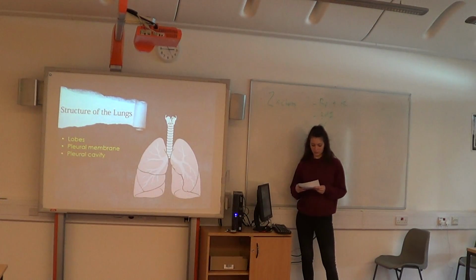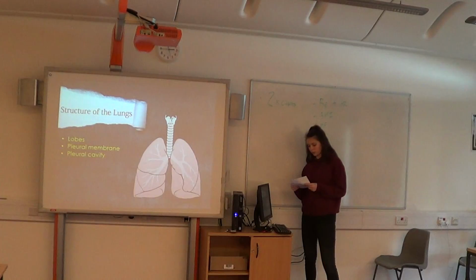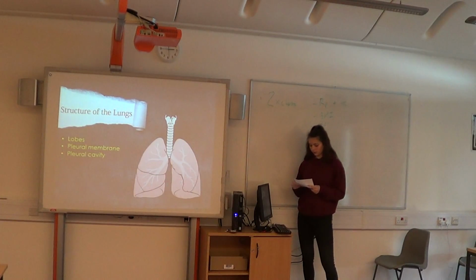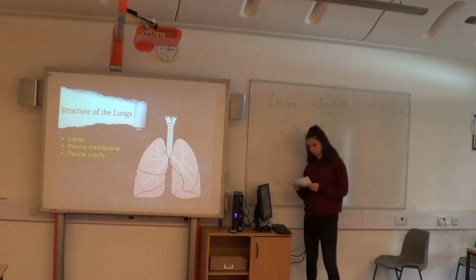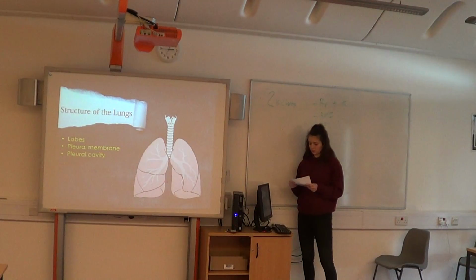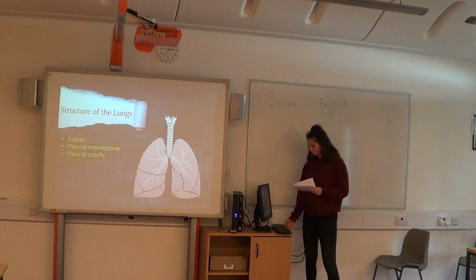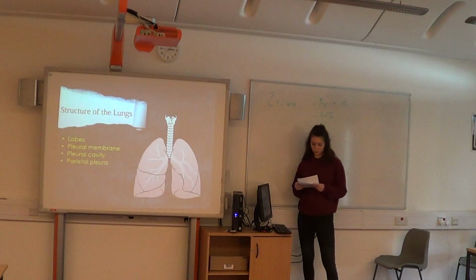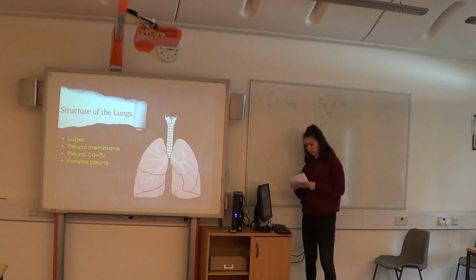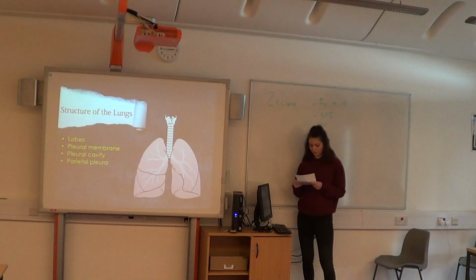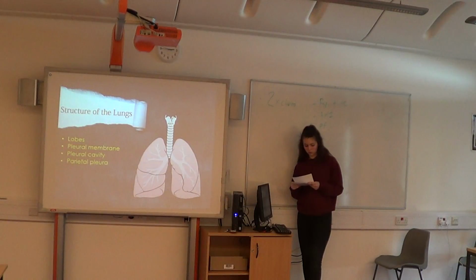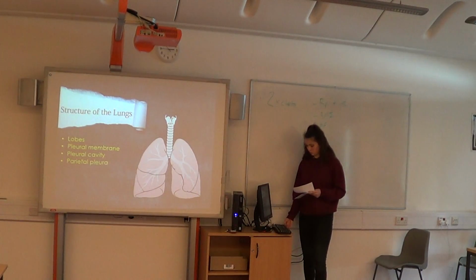Then the pleural cavity is located in between the parietal pleura and the visceral pleura. It's thin and filled with pleural fluid, which prevents friction when the lungs are expanding. Then the parietal pleura is the outermost membrane, which covers the thoracic wall as well as the top of the diaphragm. It surrounds the heart and lies between both lungs, forming walls to separate the organs. It secretes and produces pleural fluid, which prevents friction when they're expanding.